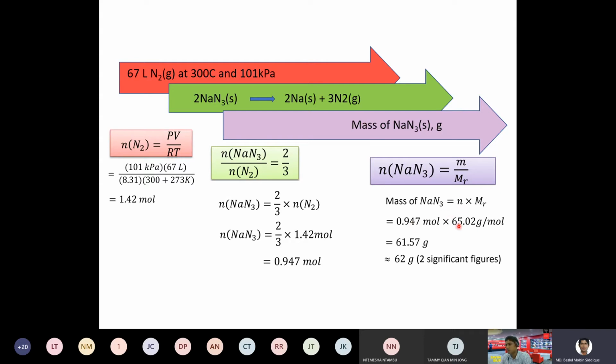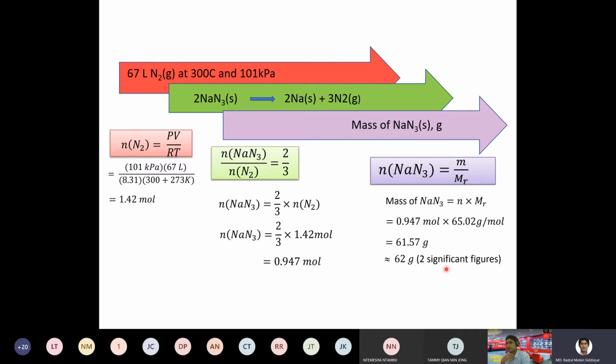So 0.947 moles times 65.052 grams per mole, which is the molecular weight of sodium azide. So from here we see 61.57 grams of sodium azide will be required. Here mole and mole will be cancelled out, so this is what is left over. The gram is only left.